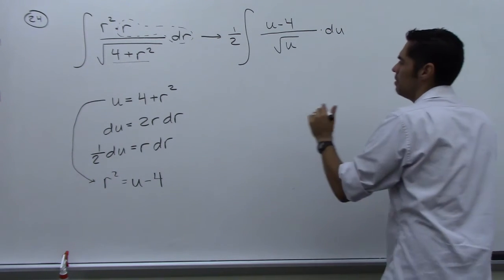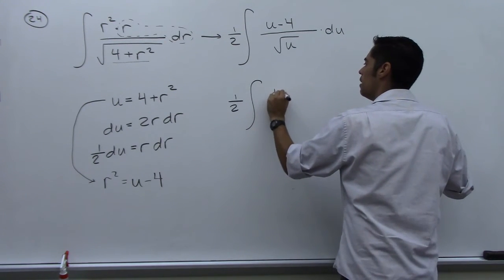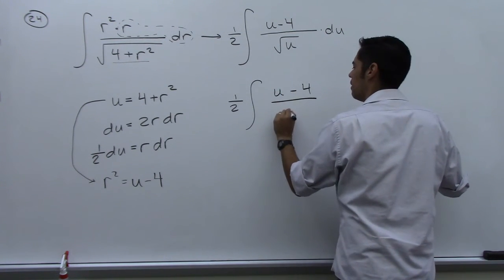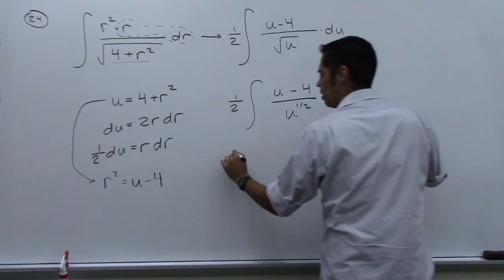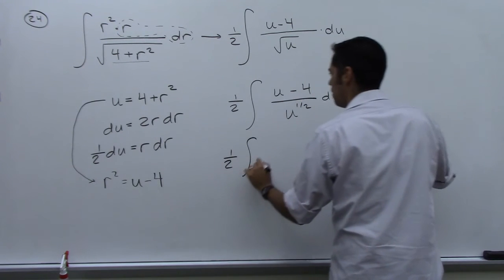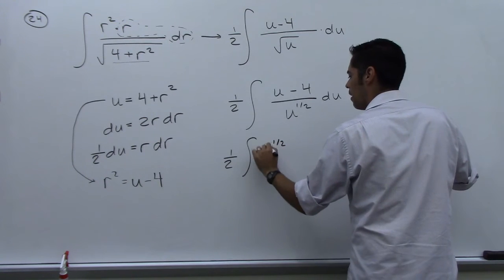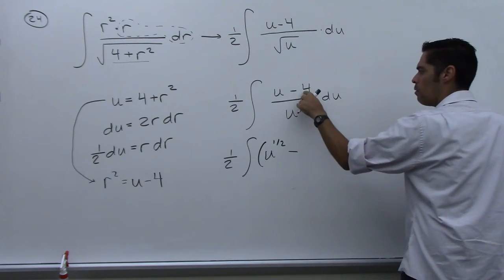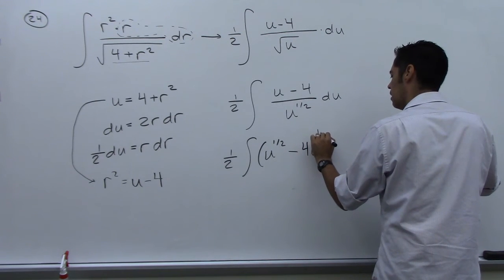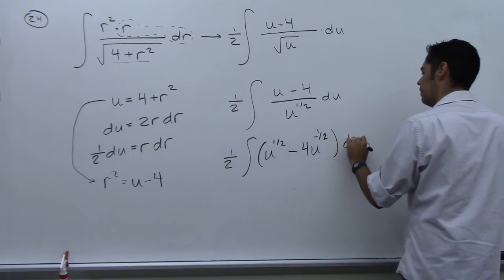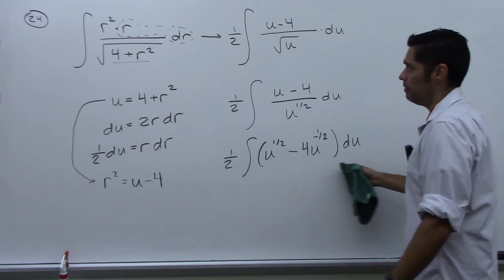And now this is a pretty basic integral here. We actually did not even need integration by parts, because we can split this up into two integrals. So I can go 1/2 integral, let's see, u over u to the half is u to the half. And then minus 4 over u to the half is 4u to the negative 1/2 du. And that's just power rule on each one, so I take the antiderivative of each one.